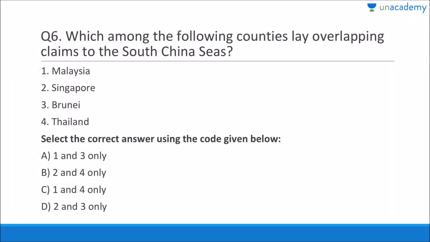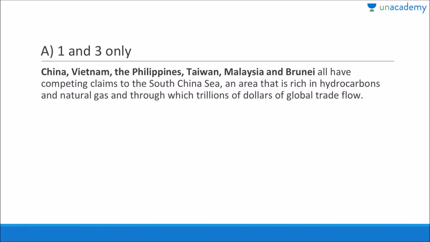Question number 6. Which among the following countries lay overlapping claims to the South China Sea? Malaysia is there, Singapore is not there, Brunei is there, Thailand is not there. So answer is A, 1 and 3. China, Vietnam, Philippines, Taiwan, Malaysia, Brunei all have made competing claims to the South China Sea, an area that is rich in hydrocarbons and natural gas and through which trillions of dollars of global trade flow.